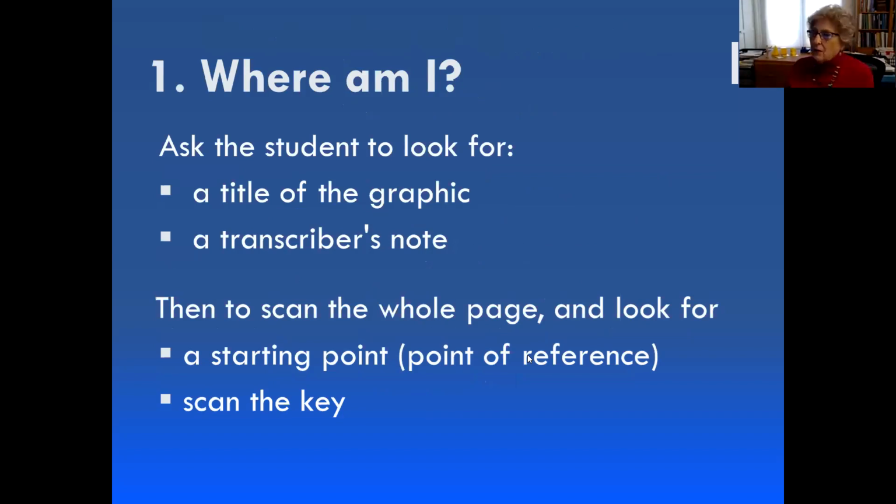The first question they ask is, okay, so where am I? What is this that I'm looking at? So you ask the student to look for a title and to see whether or not there's a transcriber's note, to give them an idea of what they're looking at. Think about the student in social studies class or doing social studies homework. They've just sat there and read through 10 Braille pages of stuff, and all of a sudden here comes a graphic. Well, that graphic could be about anything on any of those previous 10 pages, or it could be about something on the next 10 pages. They have no idea what it's going to be.